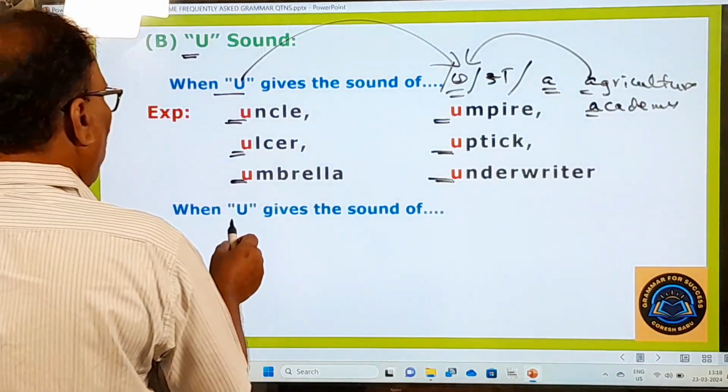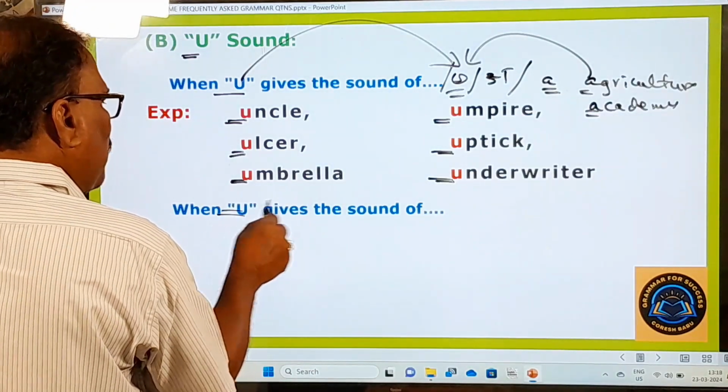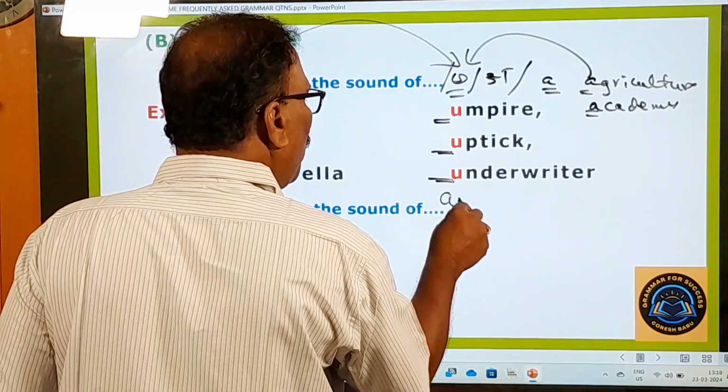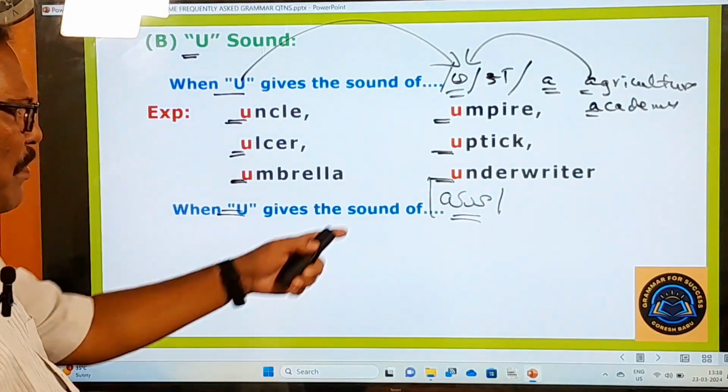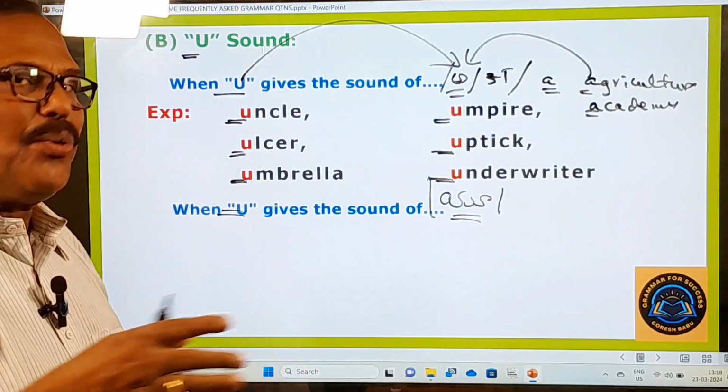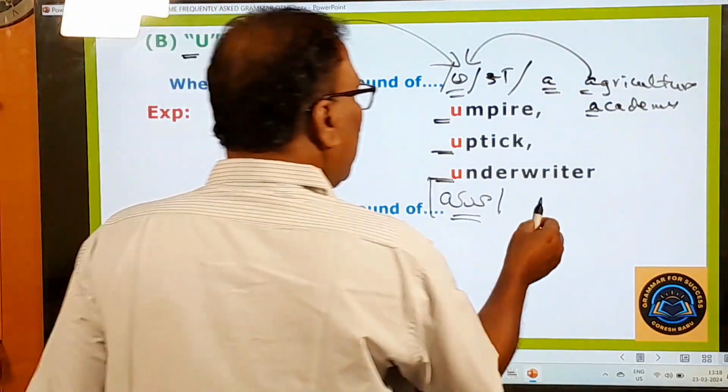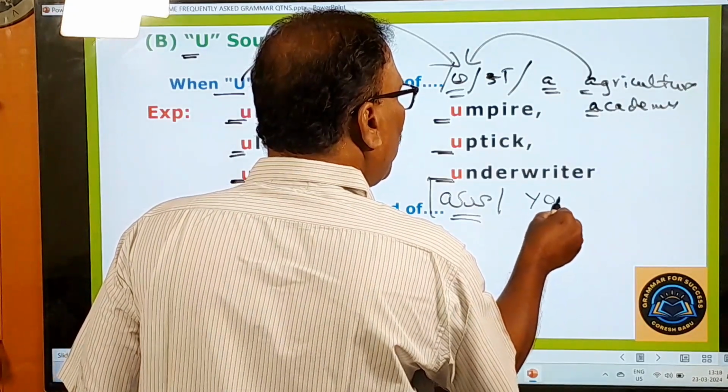What is the consonant sound of U? When U gives the sound of U, you know very well in Telugu, Yakomu Dirgham is the U. Just like you pronounce the word you. How do you pronounce this word?